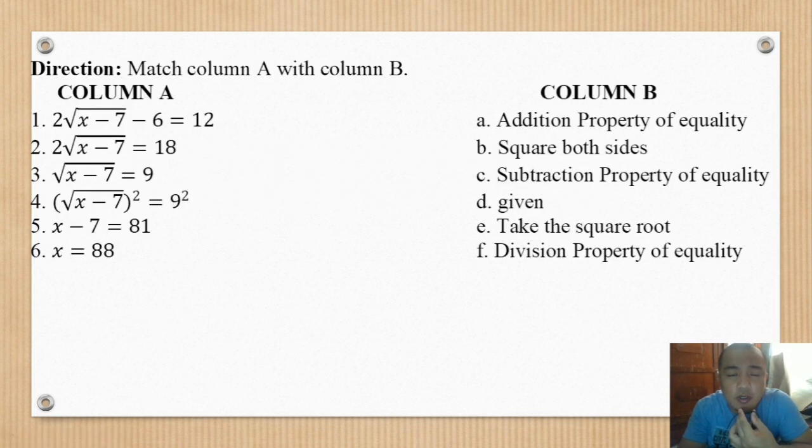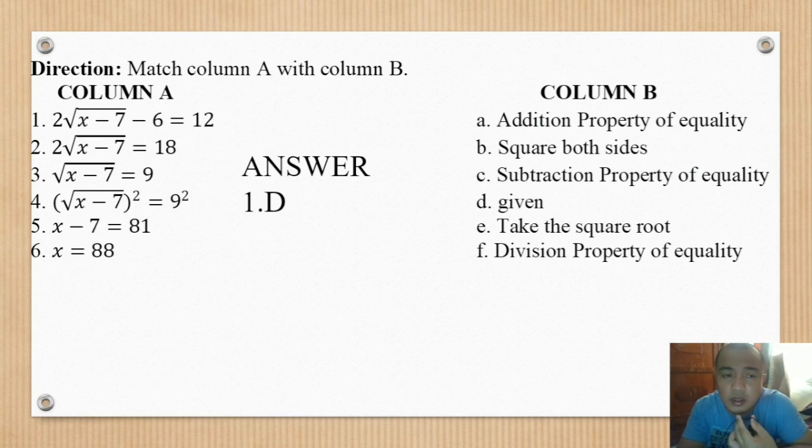So direction, match column A with column B. So for column A, 2 square root of x minus 7 minus 6 equals 12. What's your answer? What will we do here? Addition property of equality, square both sides, subtraction property of equality, given, take the square root, or division property of equality. So the answer is D, given. Yan yung given.